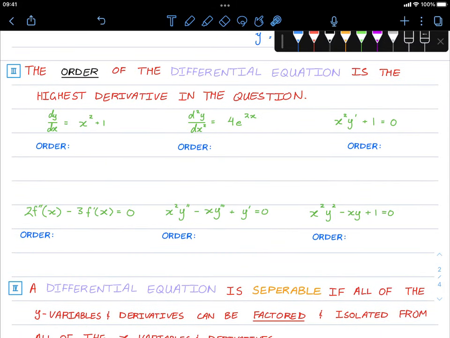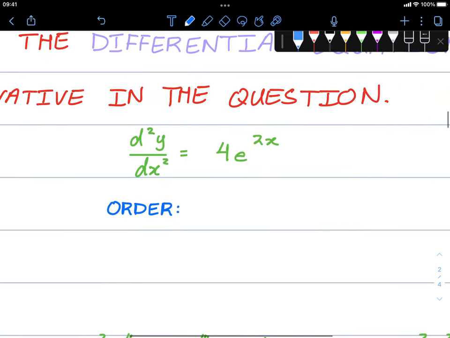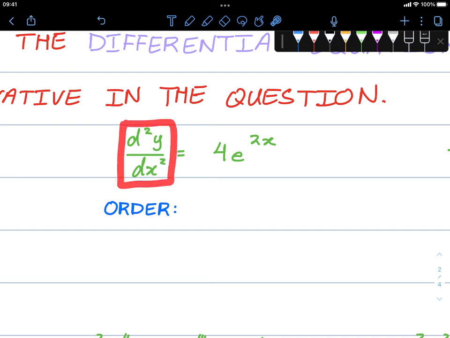Third key point, this one's nice and quick. The order of a differential equation is the highest derivative found in the question. So in this case, we have the first derivative, so this is order 1. In this one, don't look at these because this is a function of x. Rather, we look at these ones. This is the second derivative, so this is order 2.